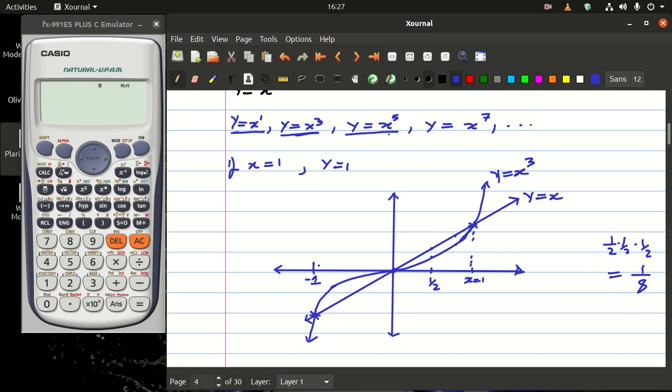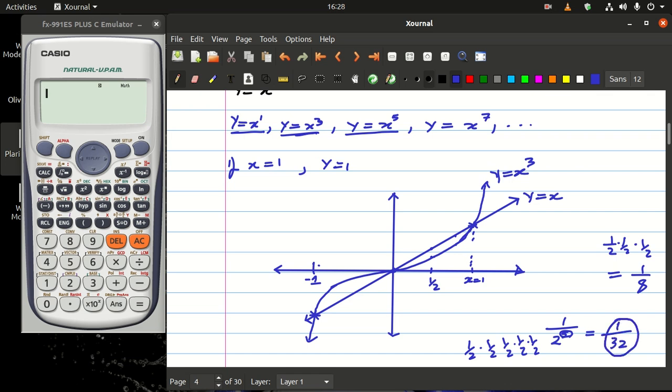If I were to pick half and plug it here, I would get 1 over 2 to the power 5. Remember that I will get 1 over 2 times 1 over 2 times 1 over 2 times 1 over 2 times 1 over 2, so I will have 5 of them. So it's going to be 2 times 2 times 2 times 2 times 2. We have 5 of these things here. So 2 times 2 is 4, times 2 is 8, 8 times 2 is 16, 16 times 2 is 32. So you have 1 over 32.